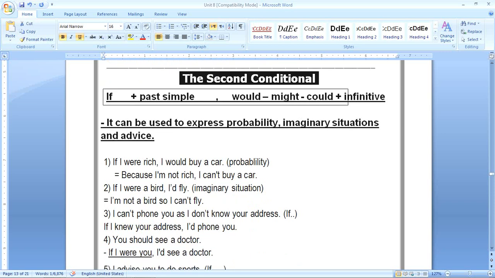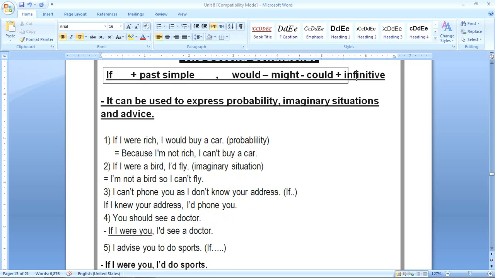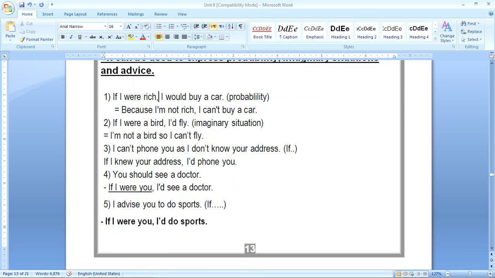Let's go to the other part. The last part of this lesson is the second conditional. The second conditional has its own form, which is if plus past simple. In the other part of the sentence, you can use would, might, could, plus the infinitive. The second conditional is used to express probability in English, or when you talk about imaginary situations, or for giving advice.